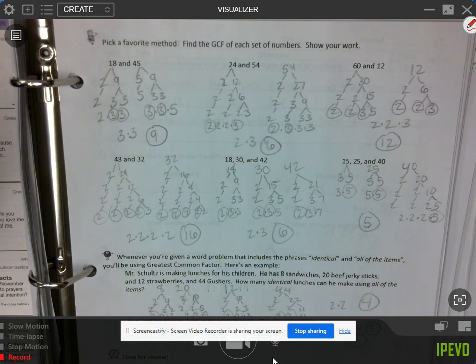So for the 18, I broke mine down to 2 and 9. 2 is a prime, so it stays all the way down to the bottom. 9 can be broken into 3 times 3. So my prime factorization is 2 times 3 times 3. Did you get that for the 18?